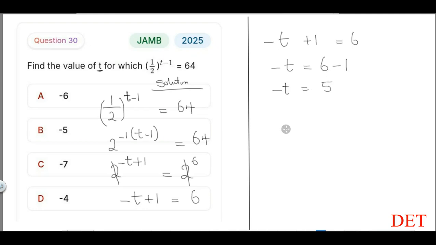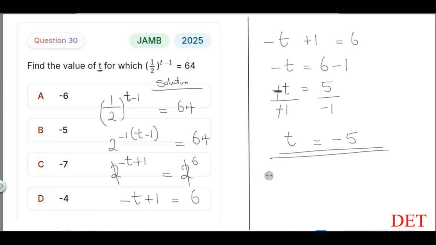Alright, so what we are looking for is the value of t and not -t. For me to remove this minus sign, I will have to divide both sides of the equation by -1. Whatever I do to this side of the equation, I will also do to this side, so that this minus will cancel out this minus. t divided by 1 gives me t. Anything divided by 1 is equal to that number. So t is equal to 5 divided by -1, which gives me -5. This is my answer.